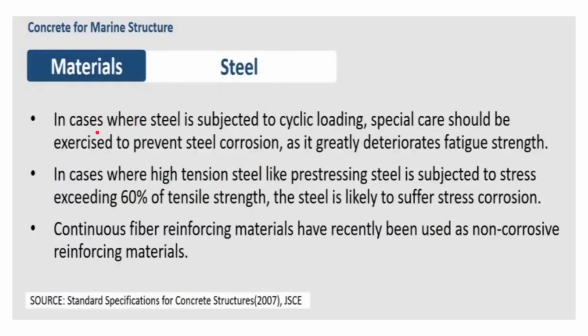So for the steel, in cases where steel is subjected to cyclic loading, special care should be exercised to prevent steel corrosion as it greatly deteriorates fatigue strength. In cases where high tension steel like pre-stressing steel is used, subjected to stress exceeding 60% of tensile strength, the steel is likely to suffer stress corrosion. Continuous fiber reinforcing materials have recently been used as non-corrosive reinforcing materials. New technologies are coming where they are using fiber reinforcements for non-corrosiveness of reinforcing material.